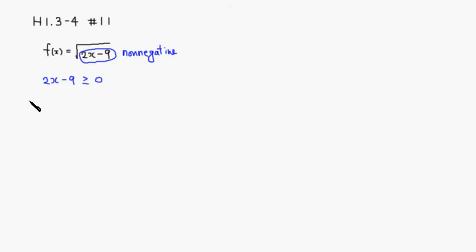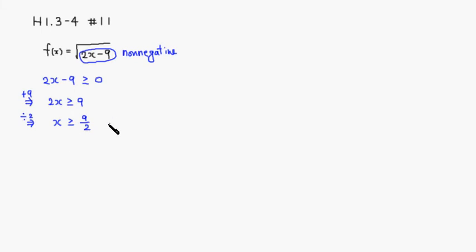So let's isolate x by first adding 9. You get 2x is greater than or equal to 9. Then we can get rid of the 2 by dividing through by 2. So we get x is greater than or equal to 9 halves.